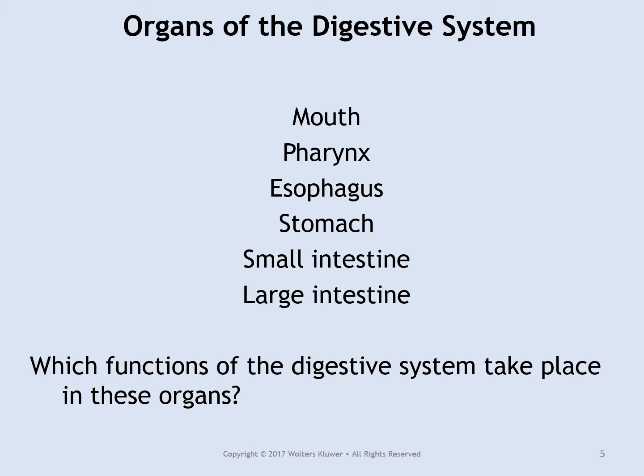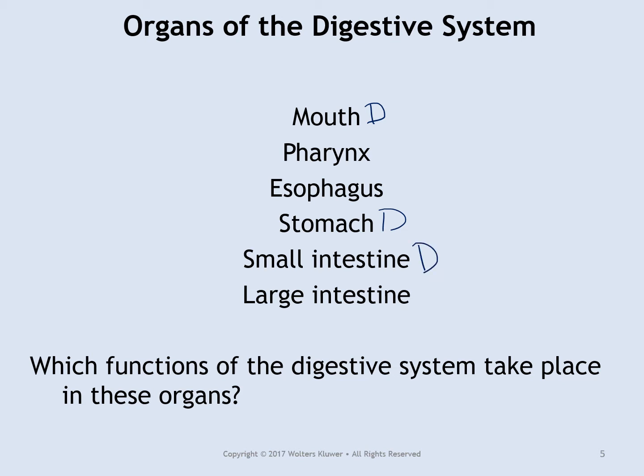So the organs of the digestive system, the main ones we have here, the mouth and the pharynx, the esophagus, the stomach, and your intestines. So think for a little bit about which of these functions, digestion, absorption, and elimination, take place in which of these organs. So digestion starts in the mouth. We also see a little bit of it in the stomach. We see a lot of it in the small intestine.